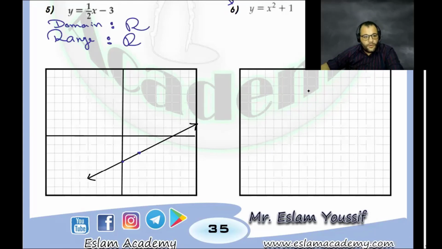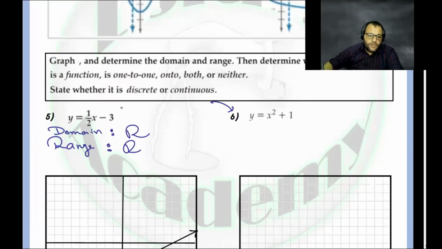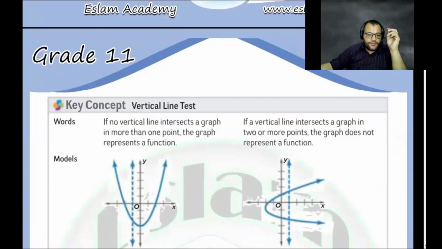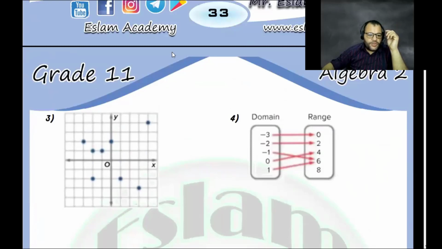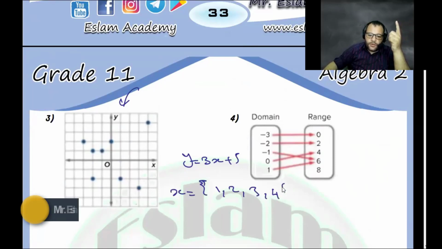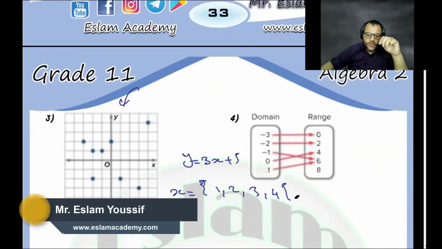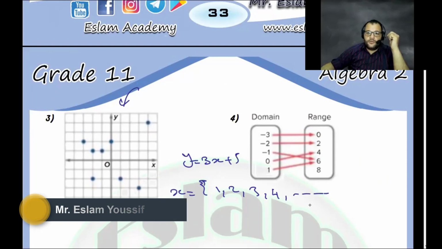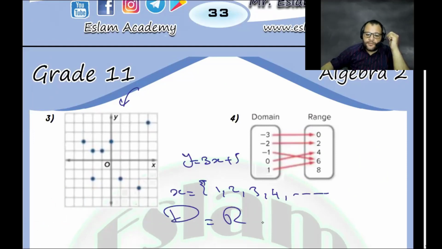But mister, when is it discrete? When I give you the function as ordered pairs like this one, that's discrete. When I give you the function y equals 3x plus 5, and I ask you to find the value of y when x equals 1, 2, 3, 4, I just give you certain values. The domain is not R.